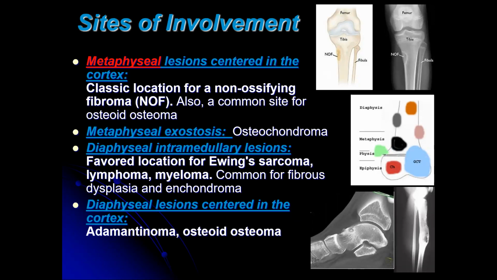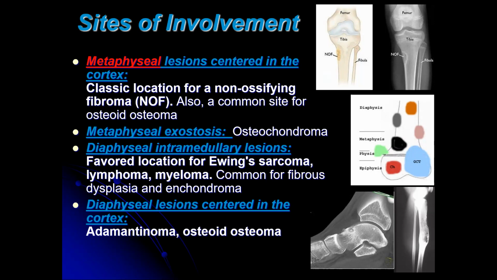Metaphyseal lesions centered in the cortex. The previous lesions, we said that they are centered in the intramedullary cavity. Metaphyseal lesions are centered in the cortex. The classic location for non-ossifying fibromas, we do see these very often in growing children, defects in the cortex. The cortex is also known to be involved in osteomas. What about metaphyseal exostosis? Osteochondroma is known to grow out from the metaphysis. It has the same medullary cavity as the mother bone.